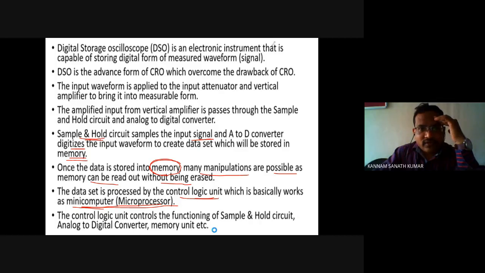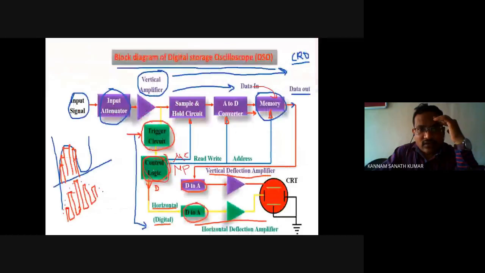Okay, and next the control logic controls the functioning of the sample and hold circuit, the analog to digital converter, and the memory unit. If you see the diagram, the control logic is connected to the sample and hold circuit, the A to D converter, and the memory. So it controls the sample and hold circuit, the A to D converter, and the memory.